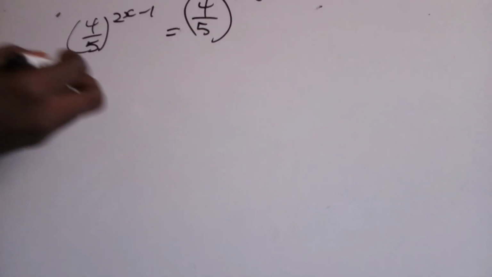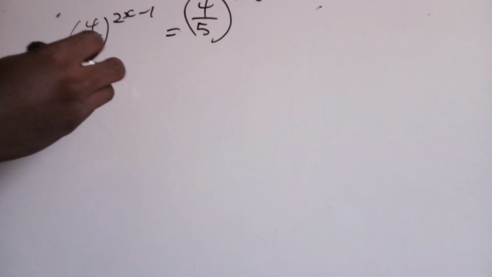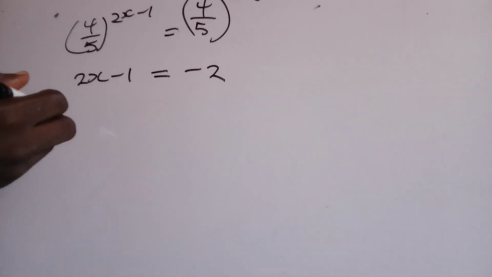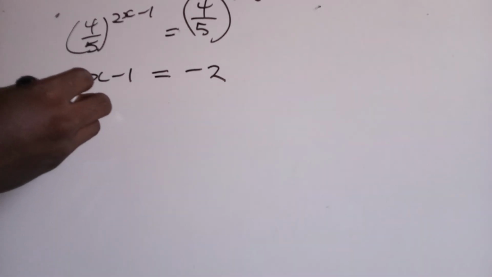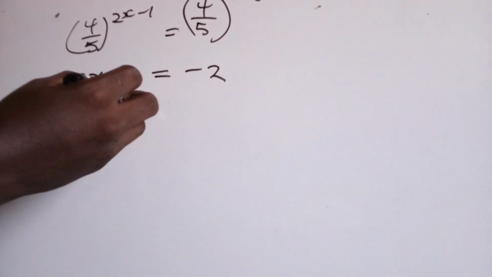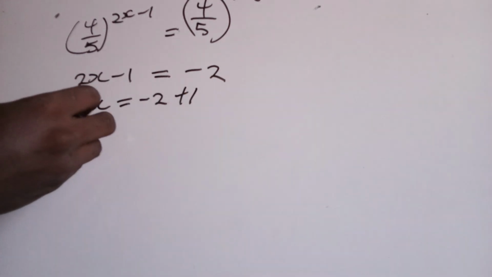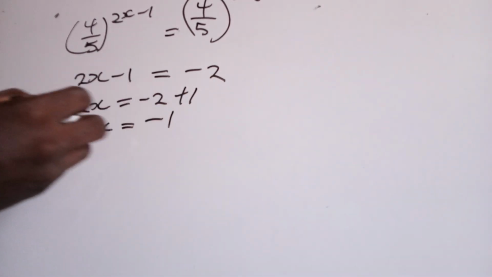Alright, so when we equate the power, we have 2x minus 1 equals minus 2. When we collect the like terms, we have 2x equals minus 2 plus 1. So we are now left with 2x equals minus 1.